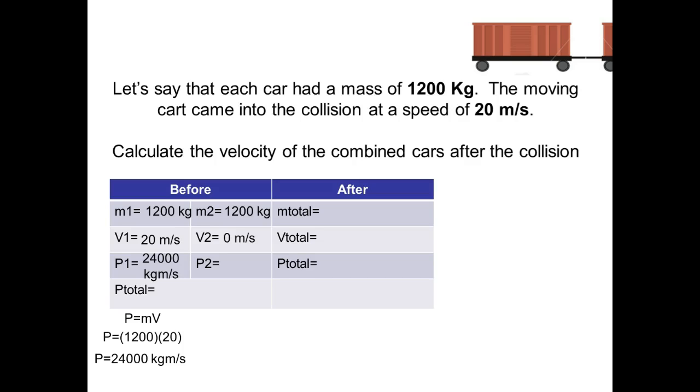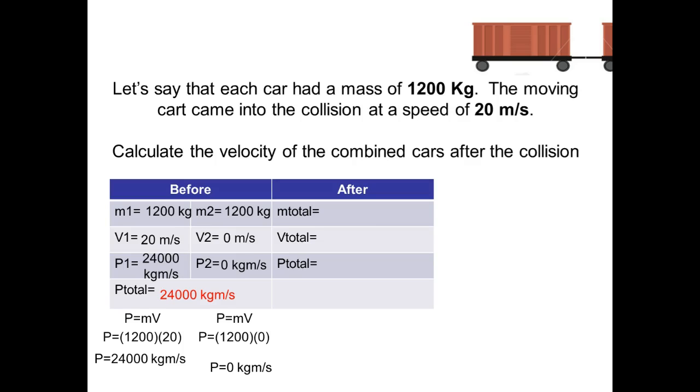Well, if an object's not moving, it does not have momentum. However, if I do p equals mv for 1,200 times 0, I still get 0 kilogram meters per second. The total momentum is the sum of both of those together. 24,000 plus 0 gives me my total momentum. Afterwards, that momentum has to be the same. Conservation states that the total momentum before is the same as the total momentum after.